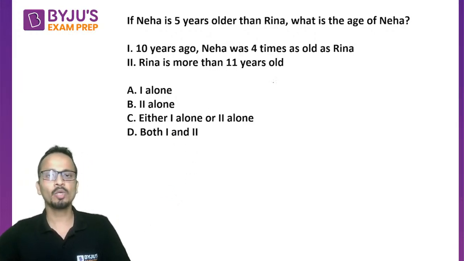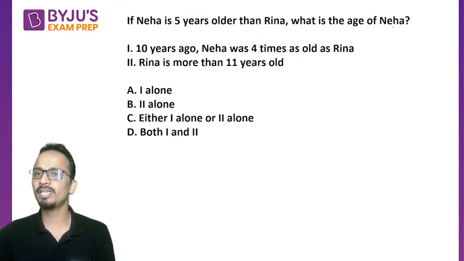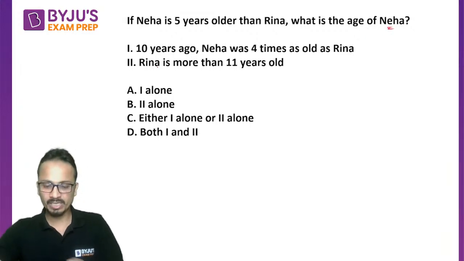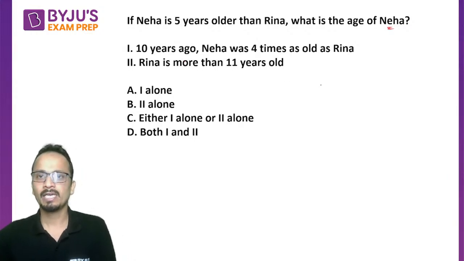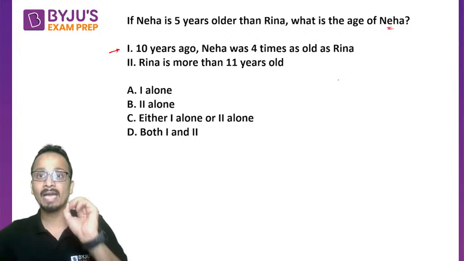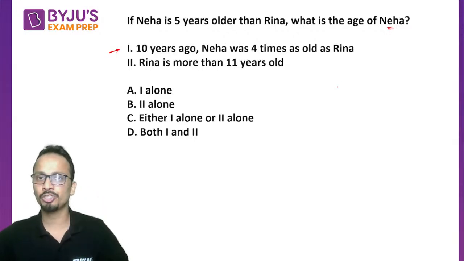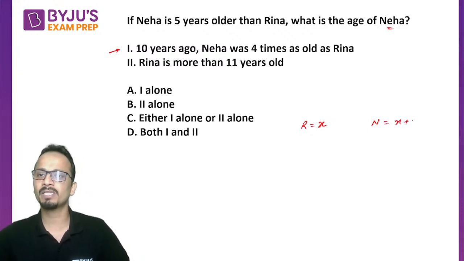Okay, now let's look at this question. Now, if Neha is 5 years older than Reena, what is the age of Neha? Okay, so it is given that Neha is 5 years older. So using statement number 1 alone and the information that is given in the question, let's assume their values. Neha is 5 years older than Reena. So if Reena is X, then Neha will be X plus 5.